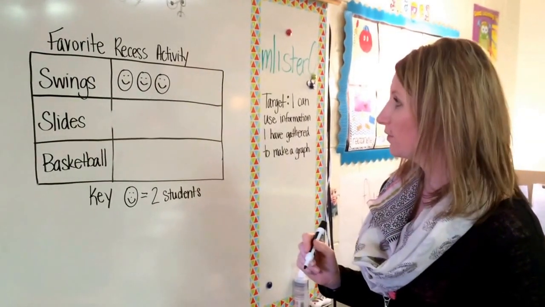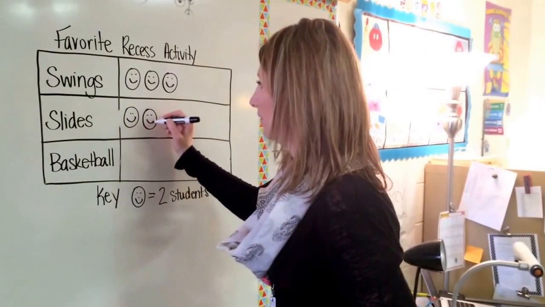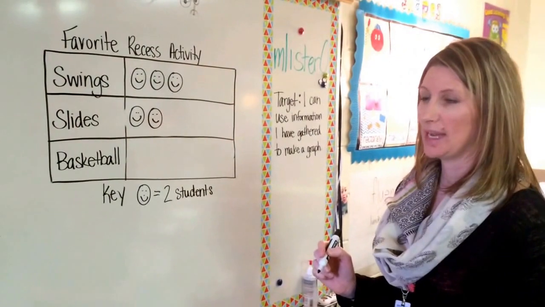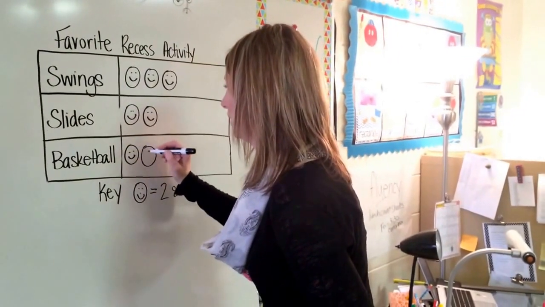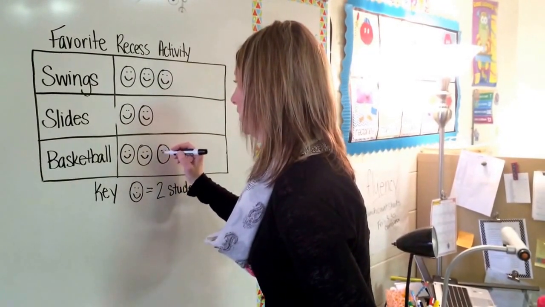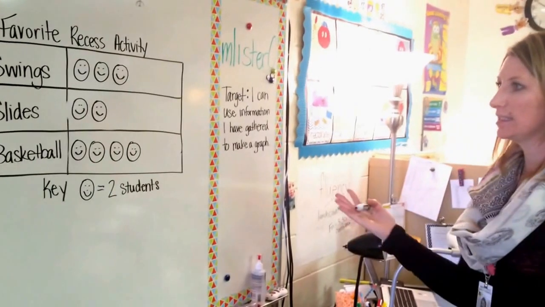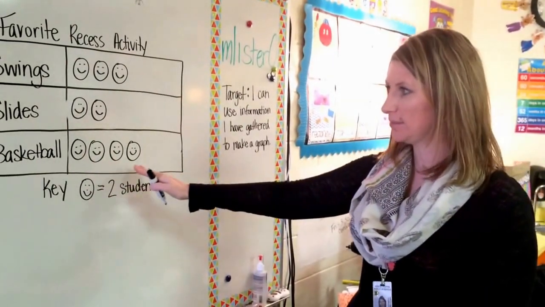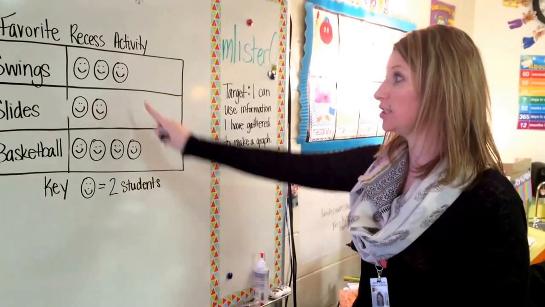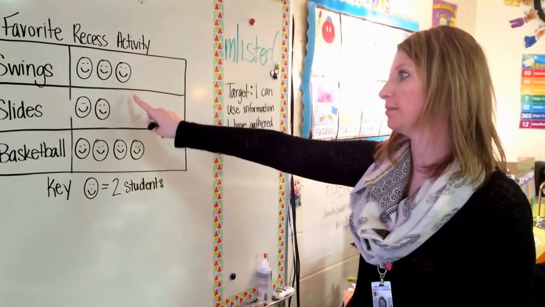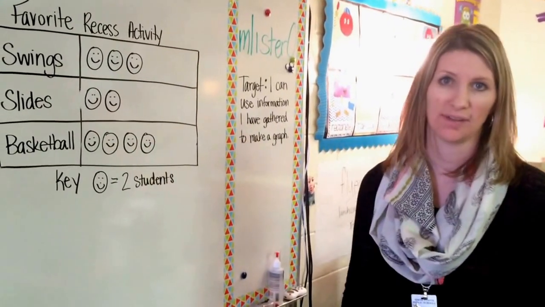On the slides there were 4, 2, 4, and playing basketball there was 8. 2, 4, 6, 8. And I can still see that more like to play basketball than anyone else. Okay? I can see that 2 more students like to swing than play on the slides. And I can see that slides was the least favorite choice.